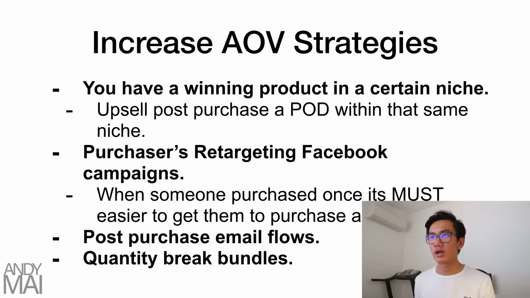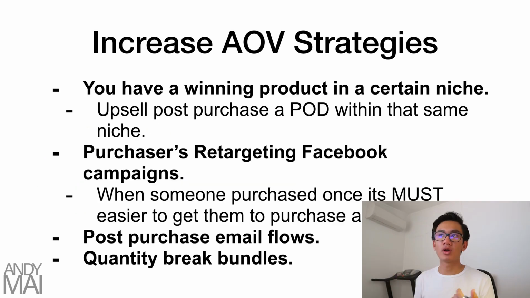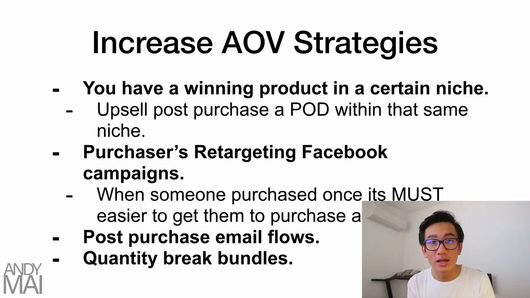Now, what are the results? All of a sudden, by doing these things, increasing your AOV from $40 up to $53 is easy. It's a small 30% increase in AOV. And if you just apply all these things, you could increase your AOV by at least 50%. If you don't have an optimized website, you don't have any post-purchase upsells, you don't have a purchasers retargeting Facebook campaign, you don't have any post-purchase email flows, you don't have any quantity breaks, and you apply all these things, your average order value, or LTV, lifetime value, would increase by at least 50%.